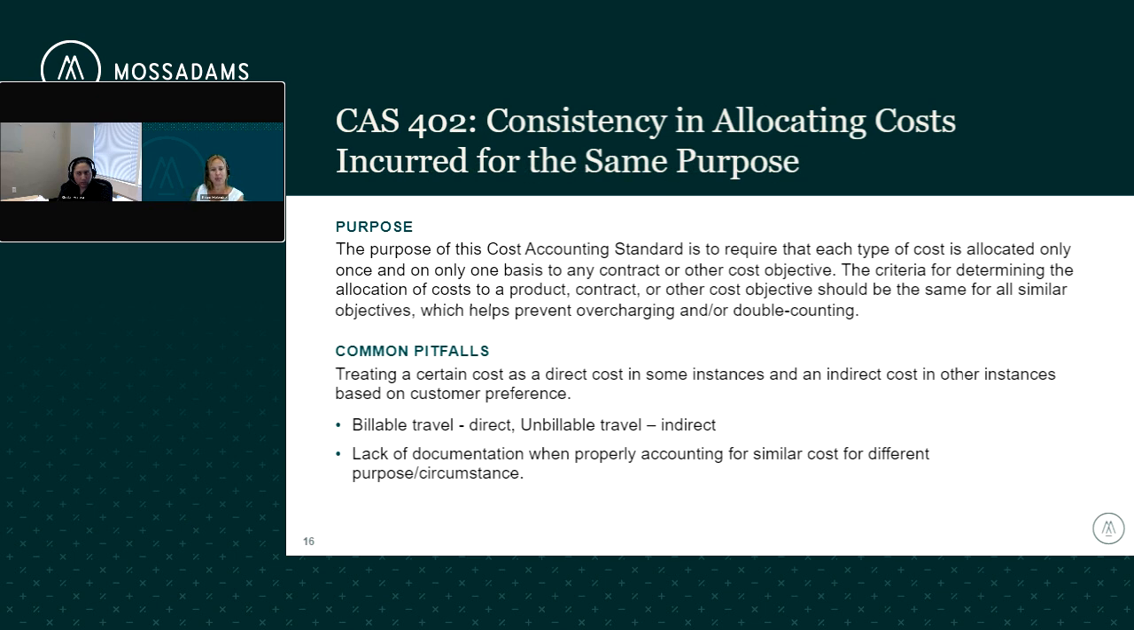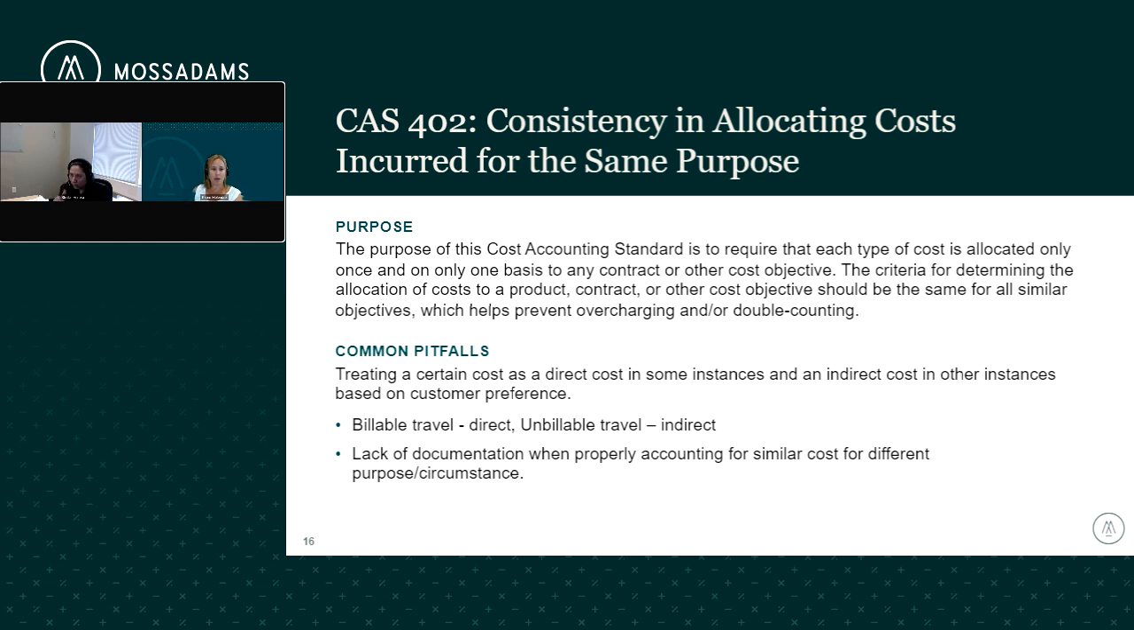CAS 402 is the consistency in allocating costs incurred for the same purpose. So this is going to be one of the other modified standards. And really the goal of this standard is that there's no double dipping, no double counting of a cost. So, really all costs that are incurred for the same purpose in a like circumstance either need to be treated as direct consistently or indirect consistently.